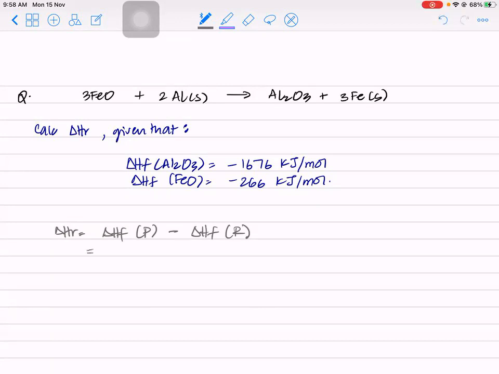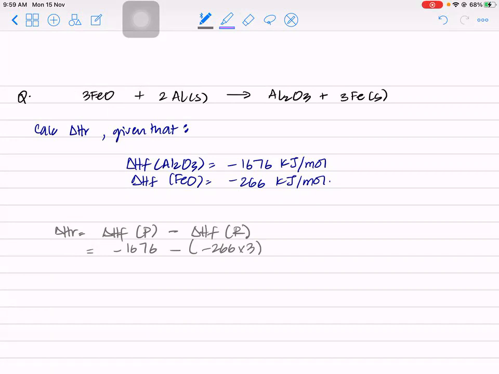So what is your product then? Just Al2O3, the value for which is minus 1676. Minus, in the reactant, you have aluminum, but the value for this is 0, which is why they haven't even given it to you. And then you have FeO, the value for which is minus 266. What will I write? Minus 266 times 3. Very good. Why? Because it is 3 moles, and you know enthalpy change of formation is per mole, or based on 1 mole being formed.